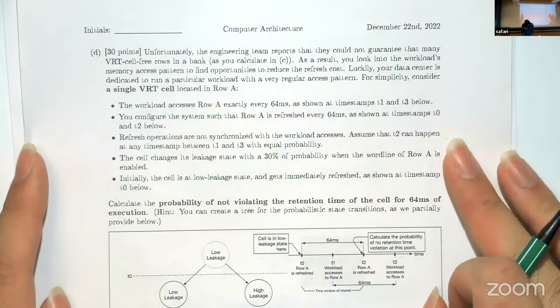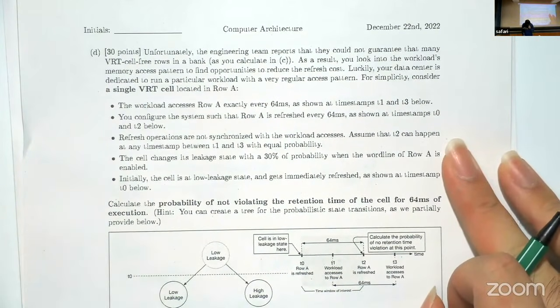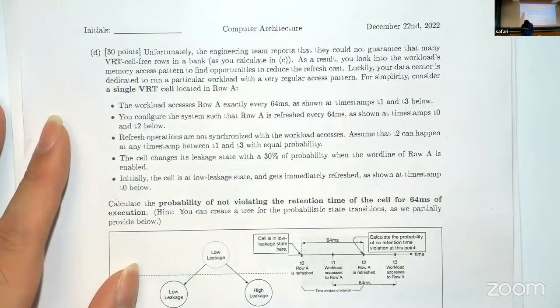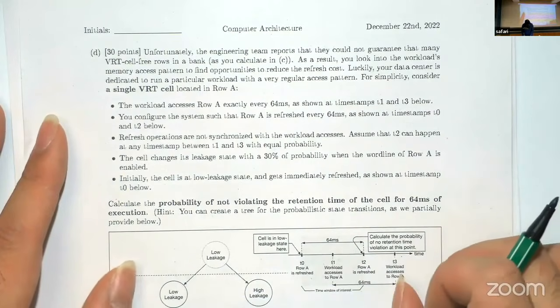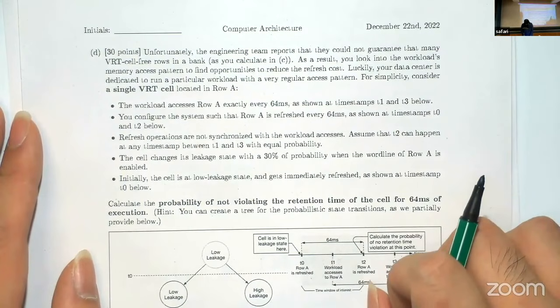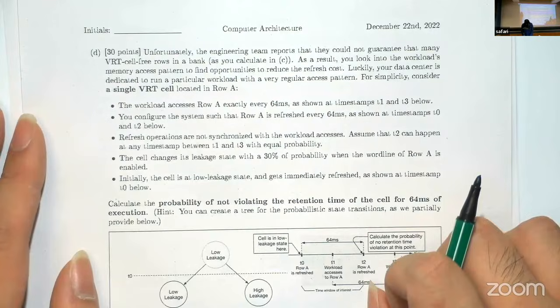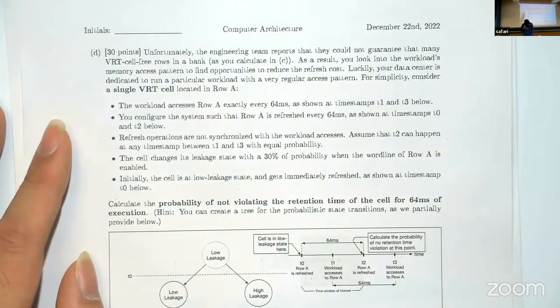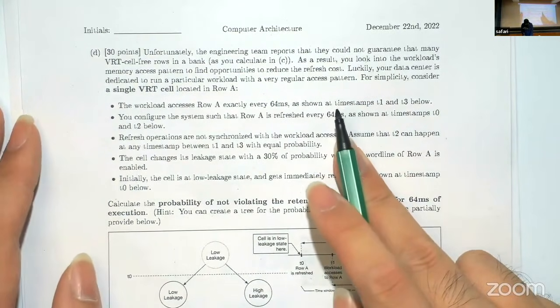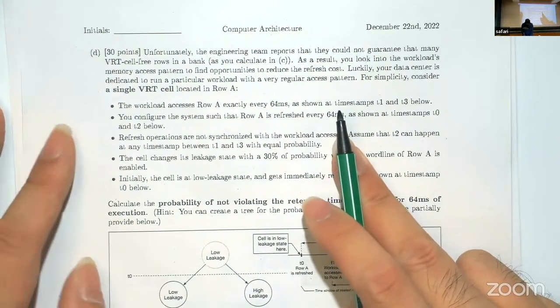The engineering team reports that it could not guarantee that many VRT cell-free DRAM rows in a bank, as we have calculated in the previous question. So we have to look into the workload's memory access pattern to find opportunities to reduce the refresh cost. Luckily, the data center is dedicated to running a particular workload with a very regular access pattern. So for simplicity, we consider a single VRT cell located in a row A.